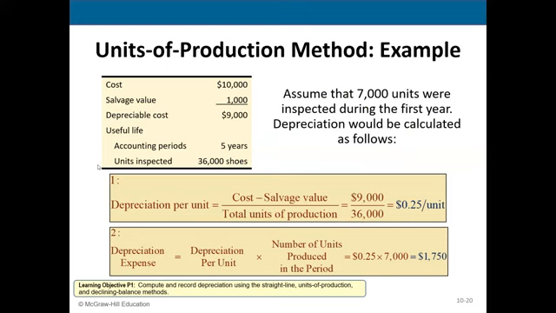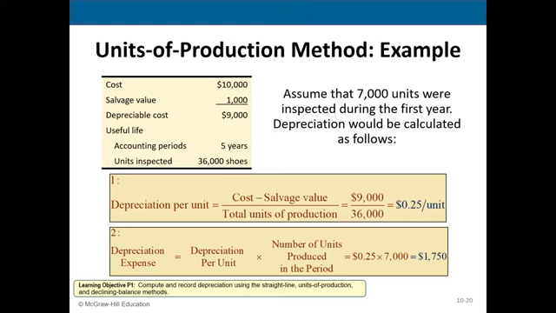So here we have our example. We're producing 36,000 shoes, as I had mentioned. The depreciable cost is $9,000 divided by 36,000 pairs of shoes. That gets us 25 cents per pair, per unit. I take that 25 cents depreciation per unit and I multiply that by the number of units produced during the period. During the first year of operation, 2021, I produced 7,000 pairs of shoes. So I take 7,000 times 25 cents per pair. That gets me $1,750 depreciation expense for the first year.